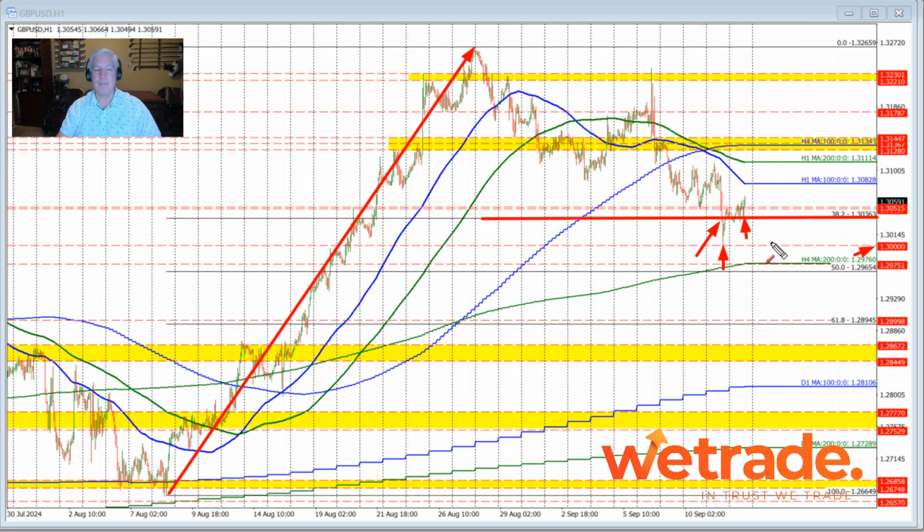So this level is kind of holding up and creating a floor at the 1.3036 level. As you can see, we're moving to new session highs on the top side. We have the 100-hour moving average at 1.30828 as the next key target on the top side. So the battle goes on between the 38.2% retracement and the 100-hour moving average on the top side.